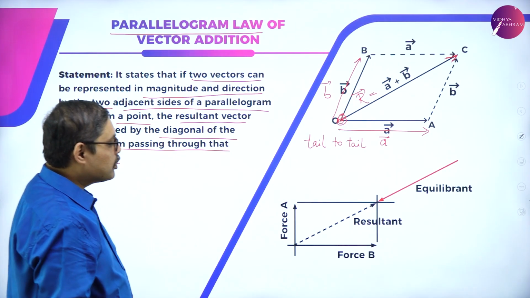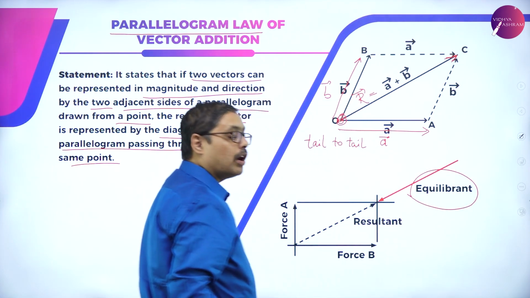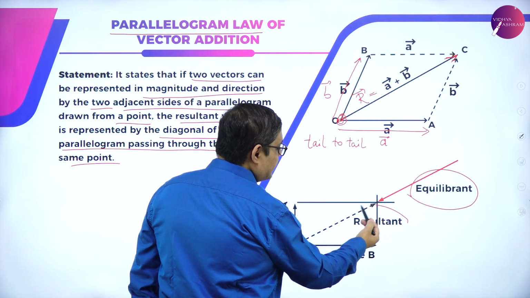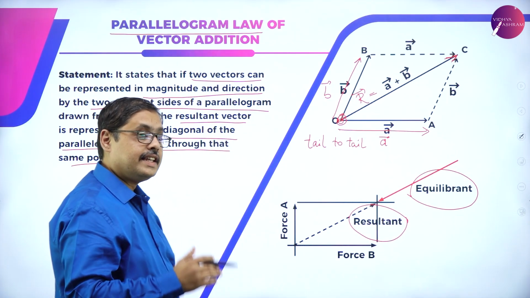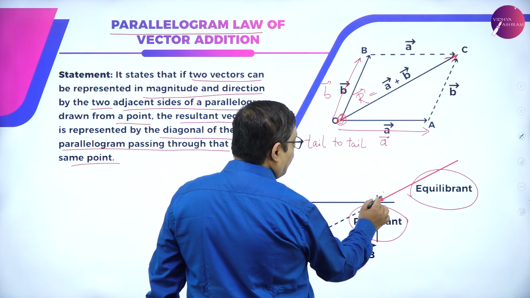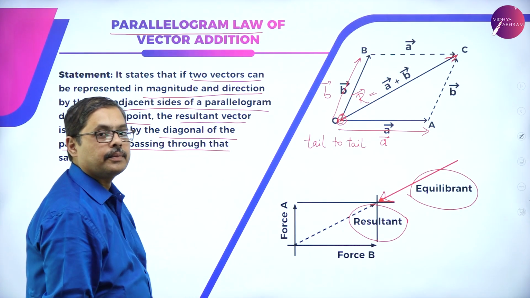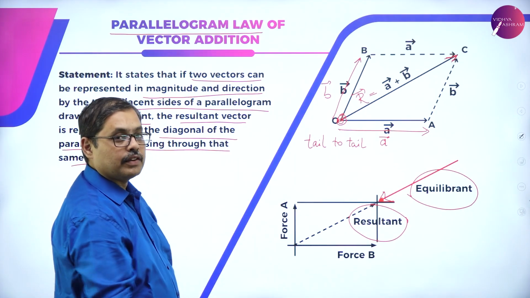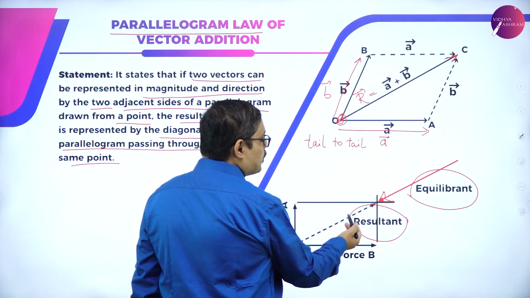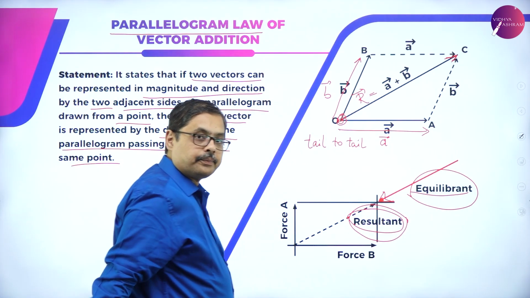Now I have added one more small concept here, which is the equilibrant. What is the equilibrant? Equilibrant is the negative vector of the resultant. So it is equal in magnitude to the resultant, but it is acting in the opposite direction. We will use the concept of equilibrant in laws of motion. Please remember that the opposite or negative vector for the resultant will be the equilibrant.